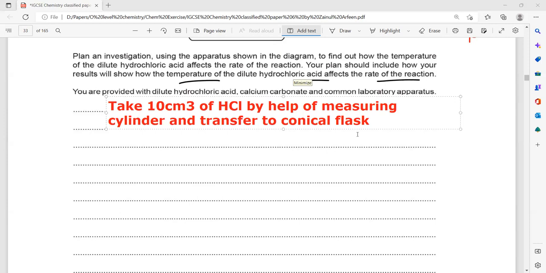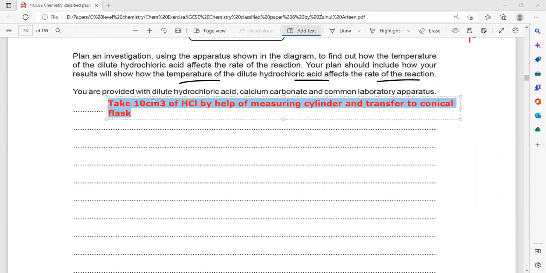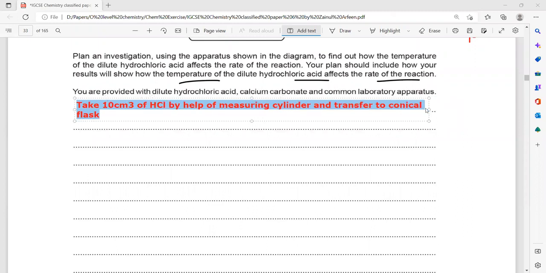Using a pipette, that's 10 cm cube. I cannot use a pipette. I can mention a burette, which is more accurate, for accuracy, but here I cannot mention a pipette. Why can I not mention a pipette? Because I mentioned 10 cm cube, and 10 cm cube cannot be measured by a pipette. That's why. So we took 10 cm cube of hydrochloric acid and transferred that into a conical flask. That's the first thing.